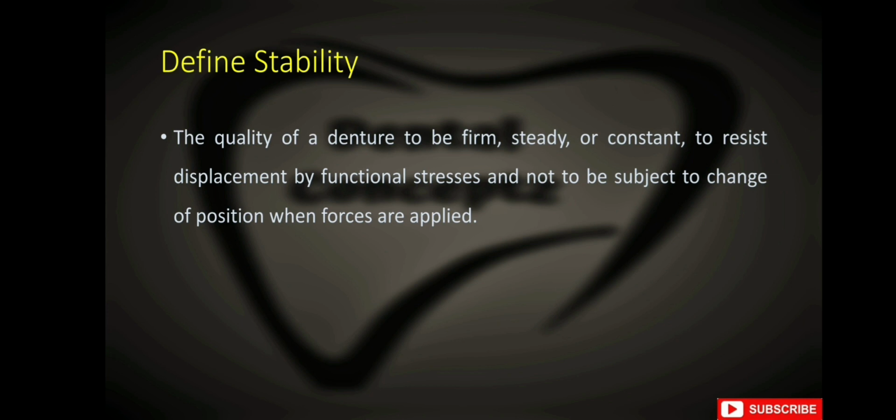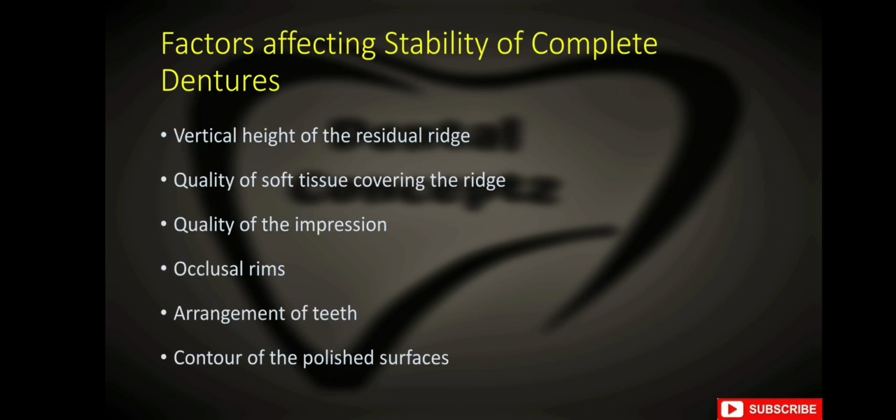What is stability? Stability is the quality of a denture to be firm, steady or constant, to resist displacement by functional stresses and not to be subject to change of position when forces are applied. What are the factors which affect stability of a complete denture? So these are vertical height of the residual ridge, quality of soft tissue covering the ridge, quality of the impression, occlusal rims, arrangement of teeth, and contour of the polished surfaces.